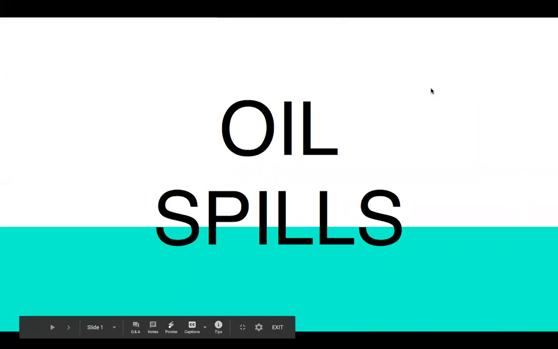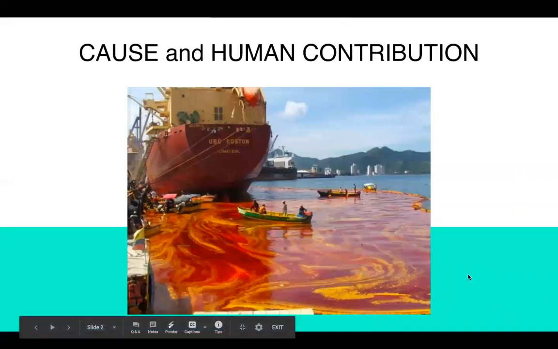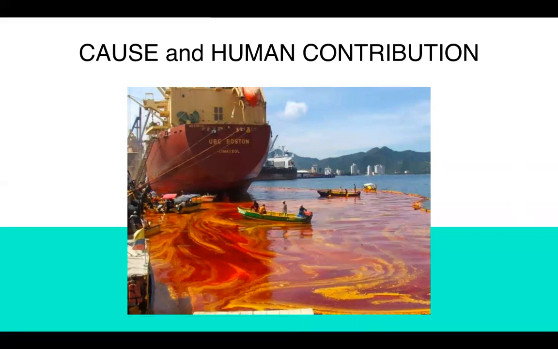Our topic was oil spills, and it's the cause and human contribution. Oil spills are usually caused by people being careless or by natural disasters. When people are careless, tankers, barges, pipelines, refineries, drilling rigs, and things like that leak, and then the oil spills into the ocean. It's also caused by natural disasters because they break down equipment and the oil leaks. Next.